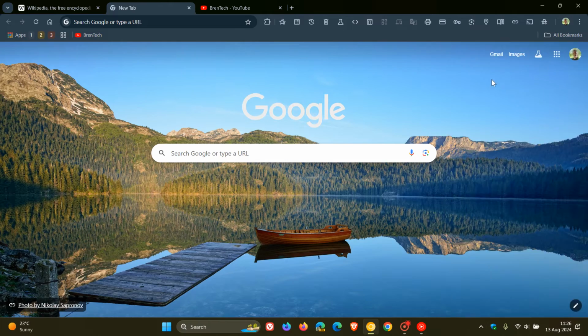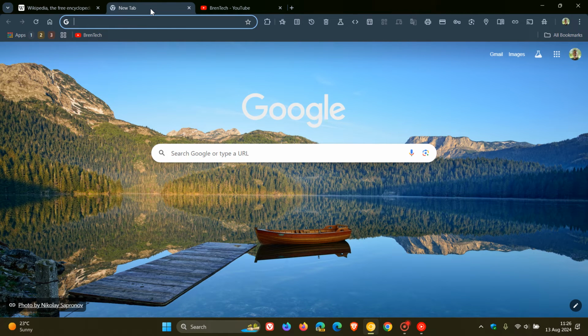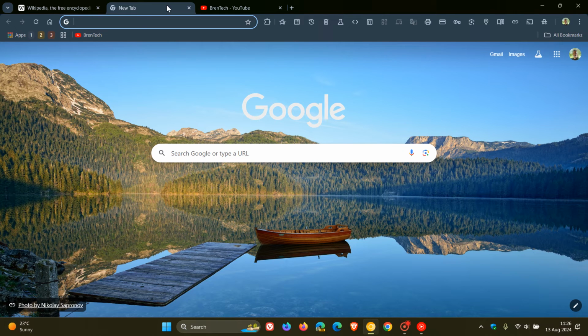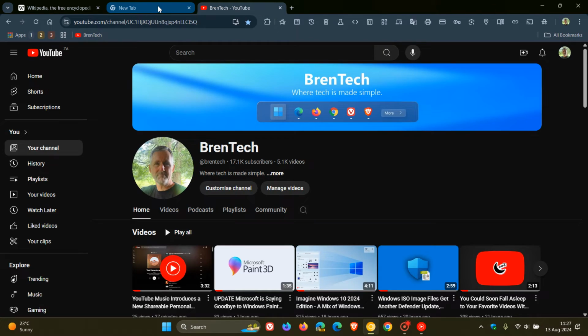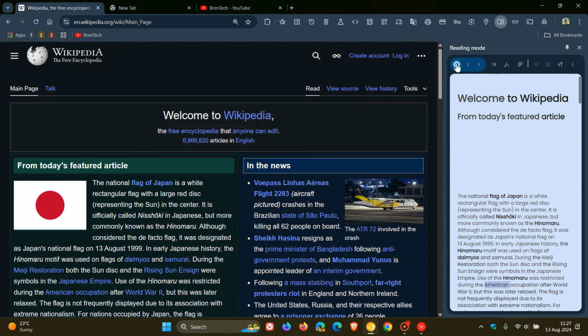So if I head over to Wikipedia as an example and I play the featured article of the day. History. The Hinomaru motif was used on flags of daimyos and samurai. You can see it carries on during the Meiji Restoration, both the sun disk and the rising sun ensign were symbols in the Japanese Empire. Use of the Hinomaru was restricted during the American occupation.